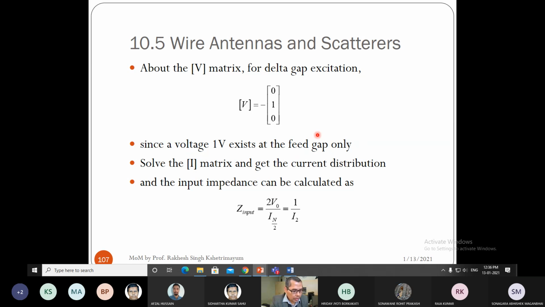So I have everything now. I can find out the I matrix. The Z matrix is known to me, the B matrix is known to me, so Z inverse B will give me the I matrix. From the I vector, I can get I2, and then I can find the input impedance. Once I have I1, I2, I3, I multiply with the pulse functions B1, B2, B3 and get the unknown current density. So this is a very simple process. Is it okay? Any questions?